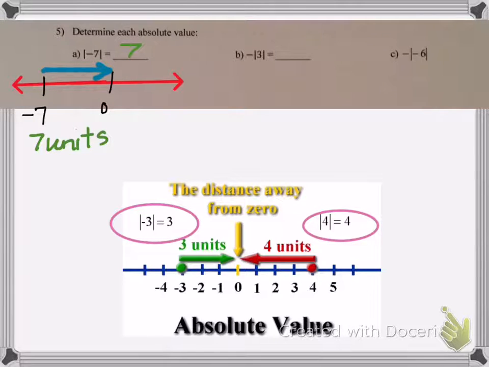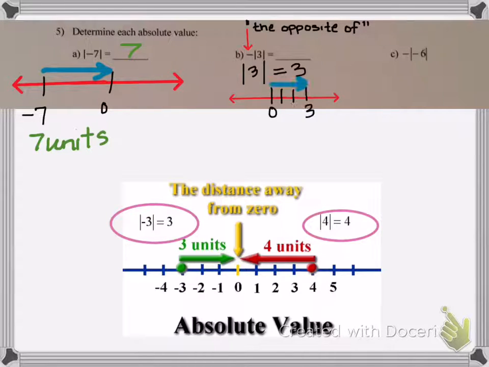In part B, we have to make sure we read this correctly. This negative sign actually stands for "the opposite of." Now I'm putting it in quotation marks because that would be literally how you would say this expression out loud. You would say the opposite of the absolute value of 3. Well, if we just take the absolute value of 3, we know that's just 3, because 3 is 3 units away from 0.